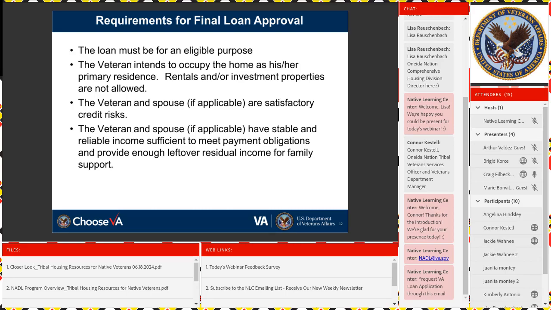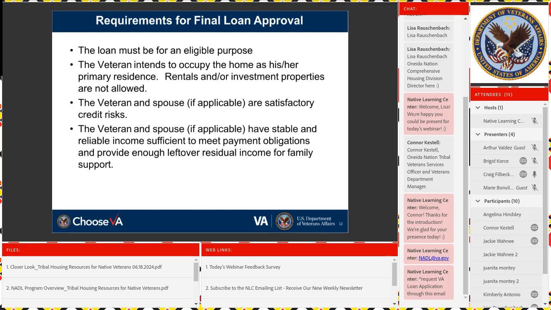Okay, so we're going to look to make sure that the veteran and spouse are satisfactory credit risks. And like I mentioned earlier, we look at stable and reliable income. We also look to see if the veteran's meeting their obligations. Do they have delinquencies within the last 12 months? Or was there a bankruptcy within the last 2 years? That is something that's also taken into consideration for the underwriting process.